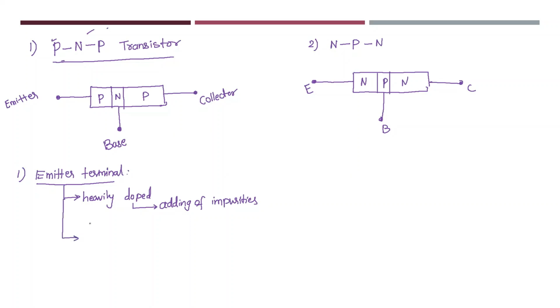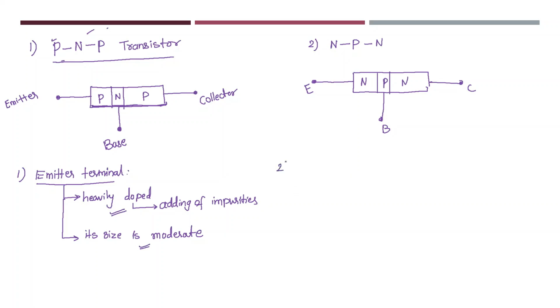The next point for emitter terminal is its size is moderate. It is moderate in size. See, you can see this. This one is moderate size. This one is very small in size, and this one is very large in size. So these were the points regarding emitter terminal. Emitter terminal is heavily doped and it is moderate in size.